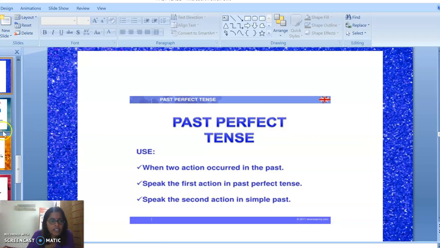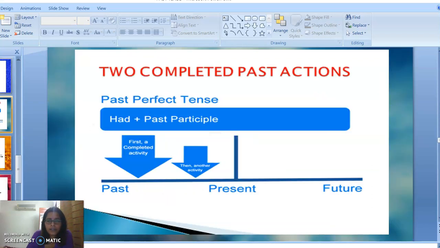Moving on to my next slide to give you a better understanding of the concept. So understand this timeline. I'm talking about two completed past actions. This bar stands for present time. This denotes future, and this stands for past time. And these two arrows: this first arrow stands for the first completed action, and this arrow stands for the second completed action. And both these actions have occurred in the past.